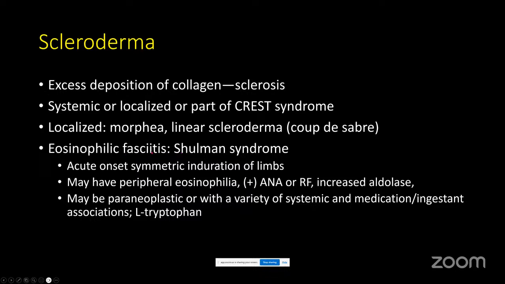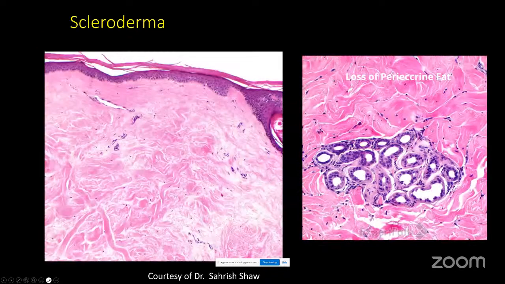You can also have eosinophilic fasciitis, which has some overlap, but has a very classic presentation clinically where they have acute onset induration of the limbs. You get the groove sign on your inner arm, and these patients can have peripheral eosinophilia. They can have some serology that looks like connective tissue disease. They can have a lot of different systemic associations. And a long time ago, this is the one that was associated with L-tryptophan.